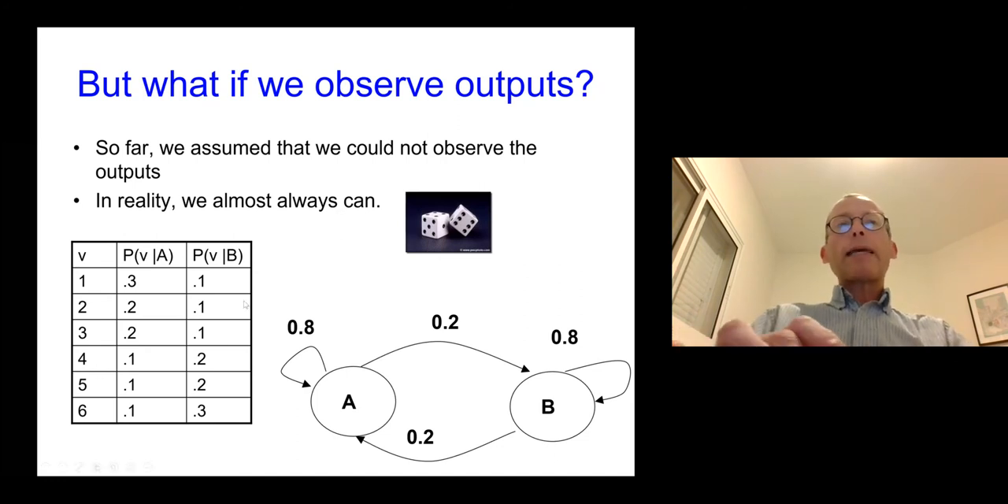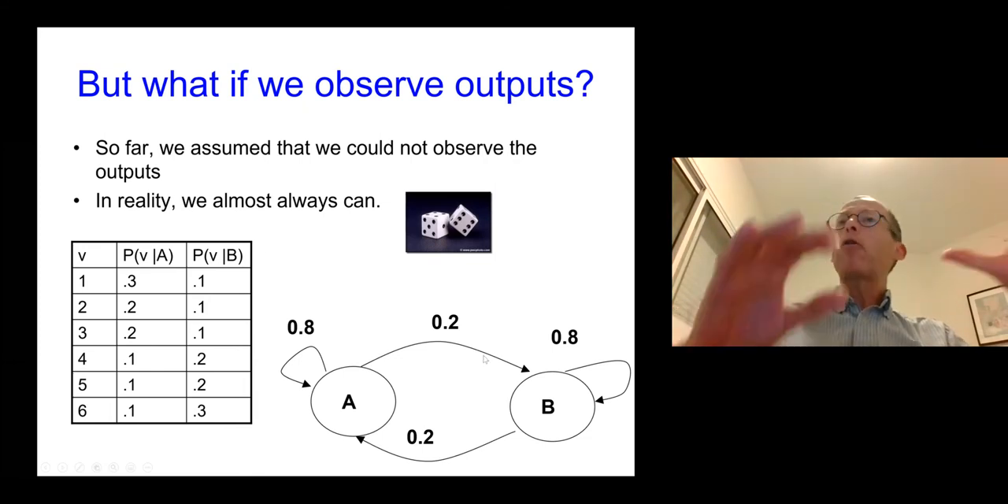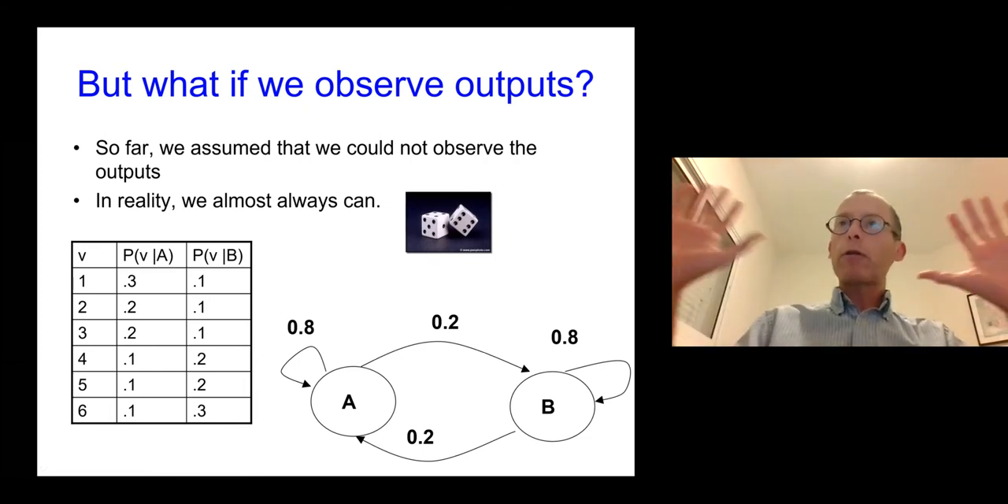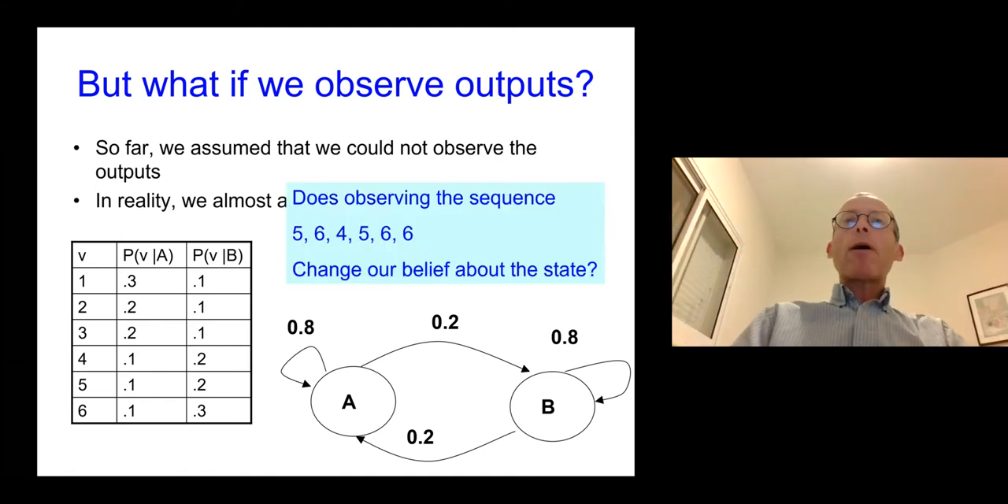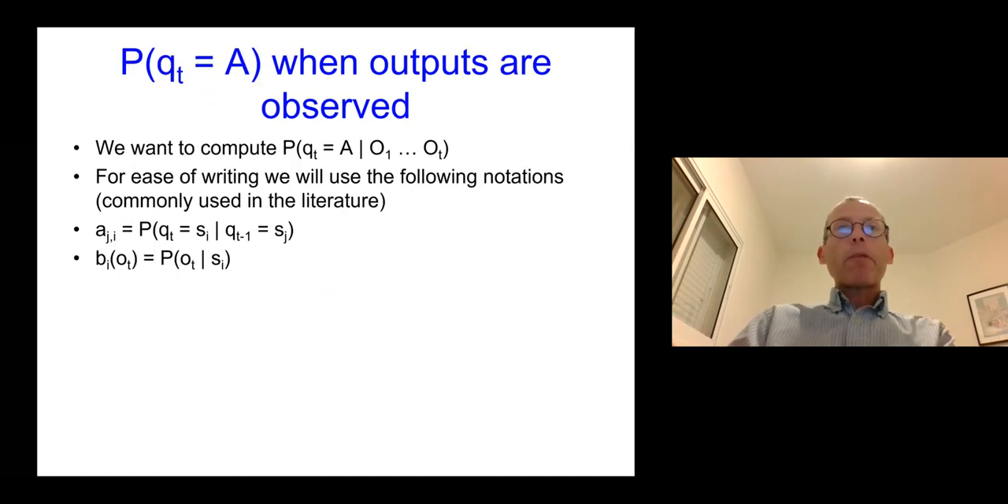Again, we are not talking about learning, so we assume that all of these values are given to us. We know the emission probability, we know the transition, we know the initial, these are given. And now we want to ask, does the emission change our belief? And the answer is yes. If we see very high values, it's very likely we're in B rather than A.